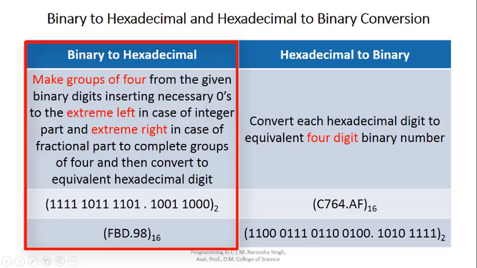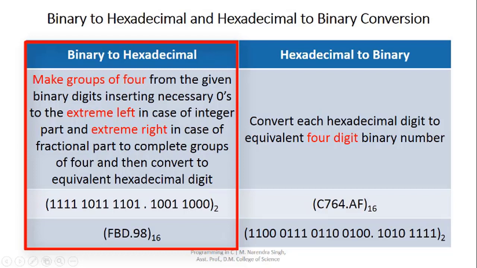Now comes the point. Then we convert the next group of 4 binary digits. 1001 in decimal will be 8 plus 1, that is 9. The next group of 4 binary digits is 1000. Its decimal equivalent is 8. So finally we have got the equivalent hexadecimal number FBD.98. That was relatively faster.